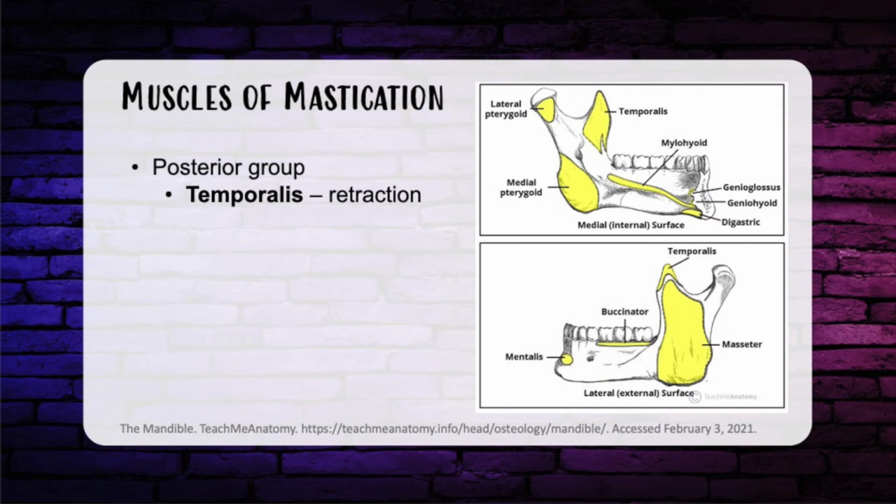A little embryology. All the muscles of mastication are developed from the first pharyngeal arch. All of them are innervated by the mandibular branch of the trigeminal nerve, aka cranial nerve 5. And one side note, one other muscle as part of this posterior group is the buccinator. It's not a true muscle of mastication. And why is that? Because it doesn't move the mandible.